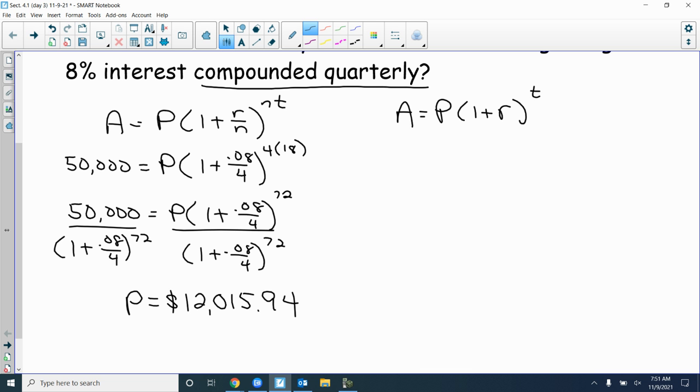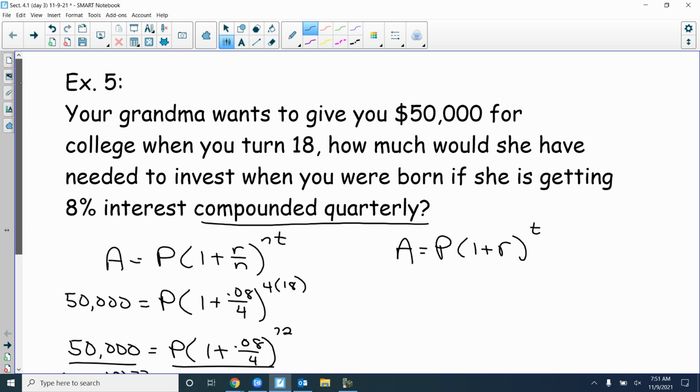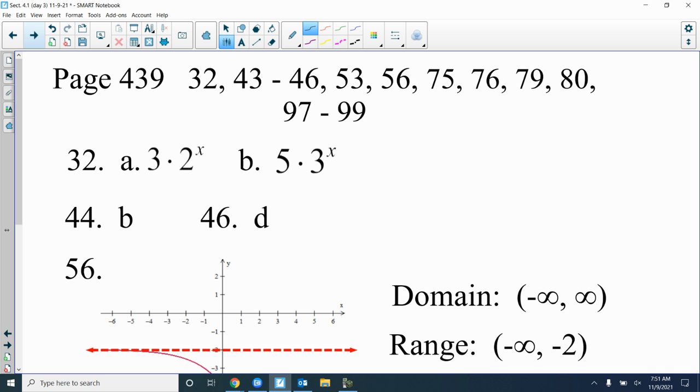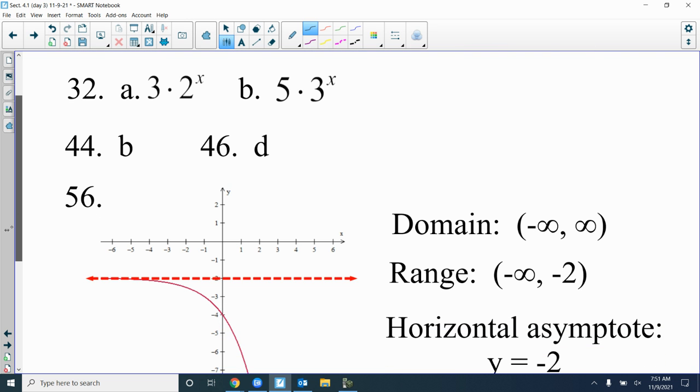So P equals 12,015.94. So going backwards, if you want to know how much you're going to need in 15, 20, 25 years, what do I need to start with? And you kind of work from there. So now that might have affected 79 and 80 because those were working backwards. So check your answers there. I want to talk about 32 here in a second, but check your other answers as well.